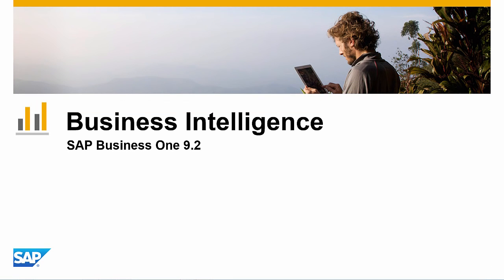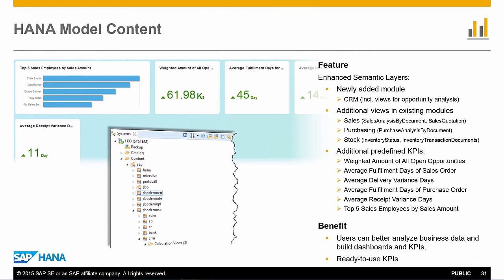I would now like to share with you a number of key tools for effective business intelligence in SAP Business One 9.2 version for SAP Hana. Hana model content has been enhanced, including new semantic layers. New Hana views for opportunities, sales quotations, sales analysis, purchase analysis, and inventory have been introduced. These views can now be used to analyze your business and create additional dashboards and KPIs. In addition, 6 new predefined KPIs have been delivered and can be used out of the box.